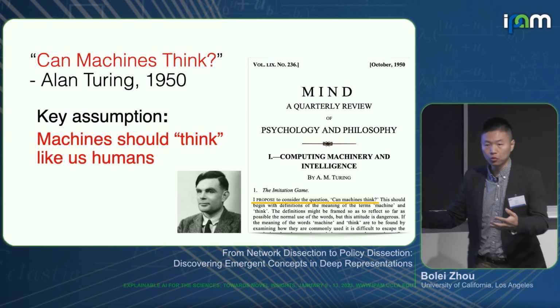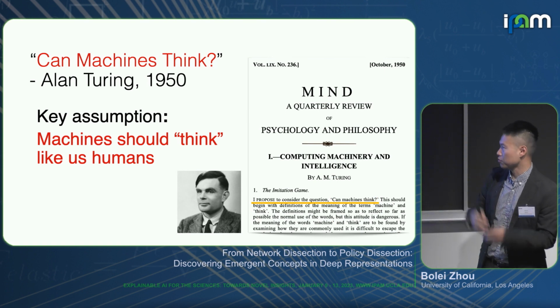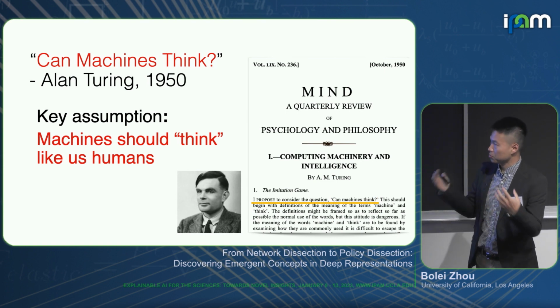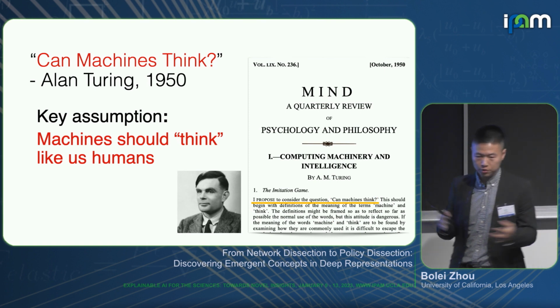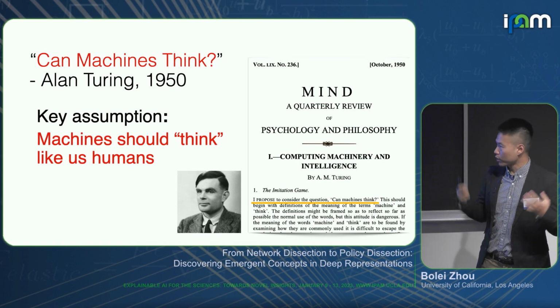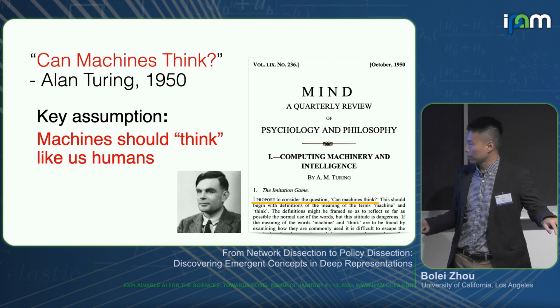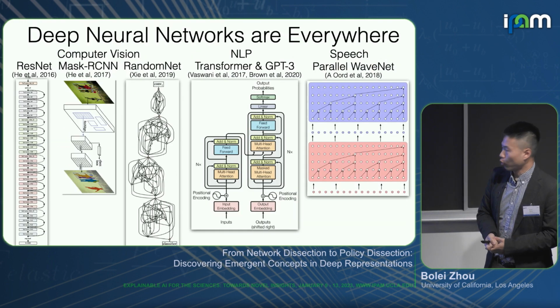So we build such models and they reach human-level performance. So presumably the machine should think like us humans, which means it shouldn't think like a fish or a sponge, it should think as humans do. But are we really getting there, to answer the question of whether the machine thinks like a human? We still have a long distance to go, right?